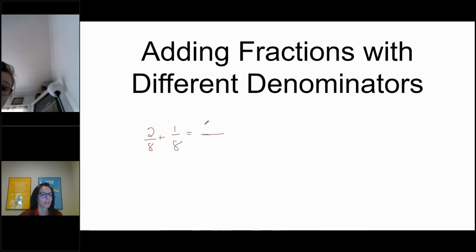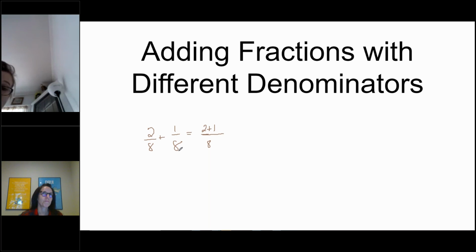So you're going to combine the top. You're going to add the top, 2 plus 1 on the top. And you're going to literally copy the bottom. So you're not going to add the bottom. You're going to copy the bottom. You're going to copy the denominator. It's a common denominator. It's the same number.